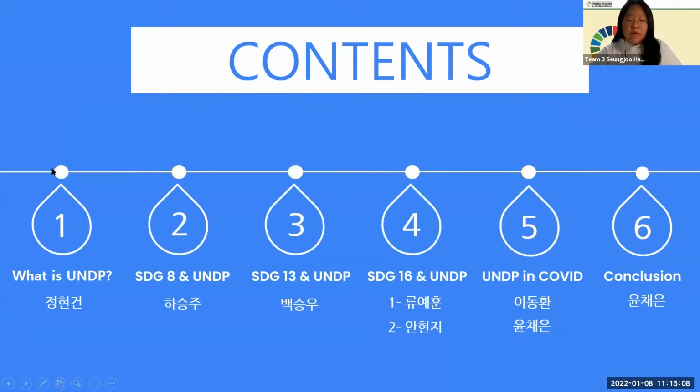First of all, we will give an introduction to what the UNDP does, which will be done by Hyungeon. We will then explain UNDP's efforts related to SDGs 8, 13, and 16, analyzing important takeaways, which will be done by me, Seungwoo, Yehun, and Hyunji, respectively. Then, Donghwan will focus on the problem that the world faces during COVID-19 and explain what UNDP can do related to SDGs. Finally, Chaen will wrap up with organizing the key takeaways we had in this presentation. Now, Hyungeon will introduce you to UNDP.